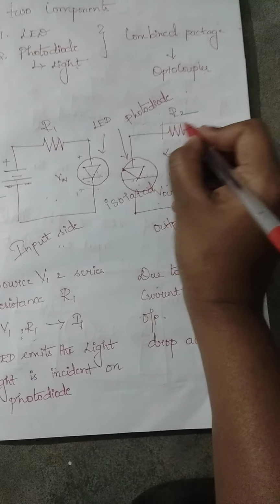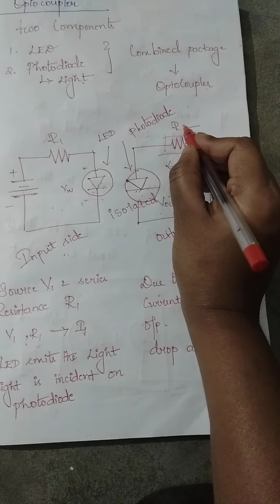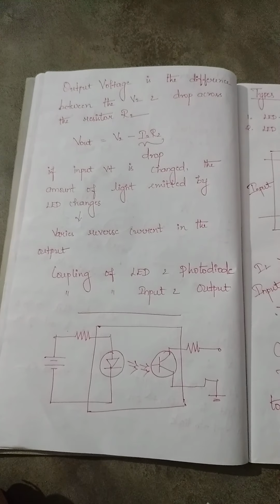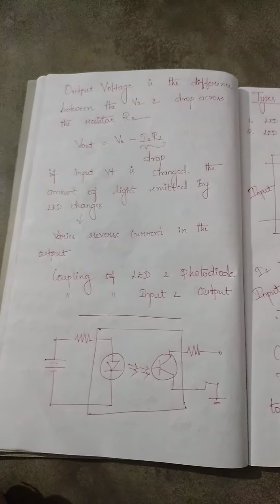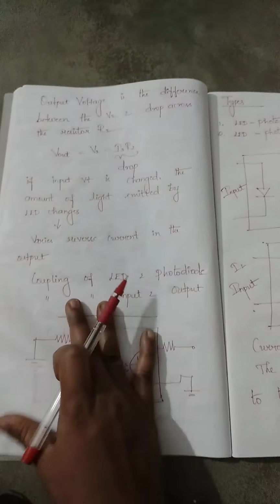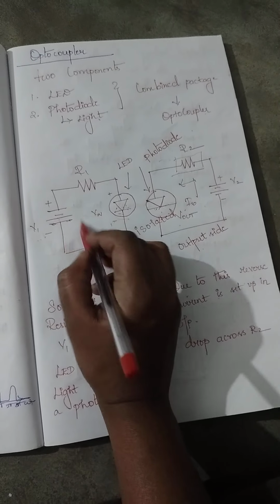As usual you will have a drop across your R2. Drop is always expressed in terms of IR. So the output voltage is equal to your V2 minus the drop across your resistance. Then if I want to change the brightness of your LED and the conduction of your photodiode, you can change the value of your input voltage V1.